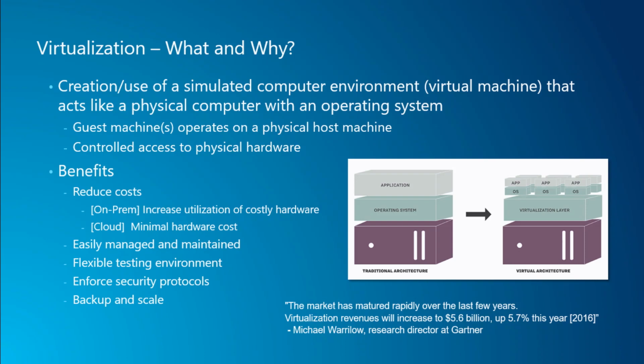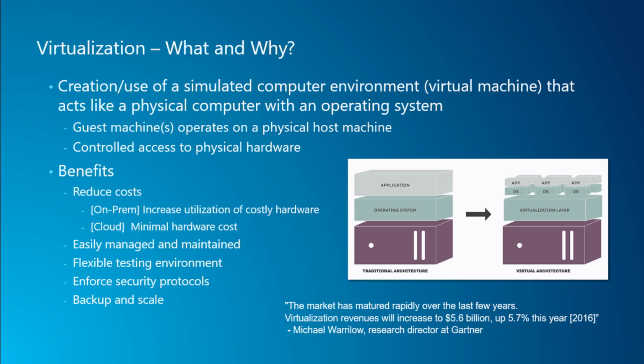Just a brief definition here, so that we're on the same page. What is virtualization? I'll read it off. Creation or use of a simulated computer environment or a virtual machine that acts like a physical computer with an operating system, right? So there's basically a guest machine or machines operating on an actual physical or host machine. Here's a brief architecture that shows a traditional architecture, your PC sitting on your desk with hardware and an operating system and an application that runs on top of that operating system, versus a virtual architecture, where you have hardware, a virtualization layer, like a hypervisor, and a set of operating systems and applications that run within them. It's all been virtualized, but it's still working on hardware, just at a different level, right?